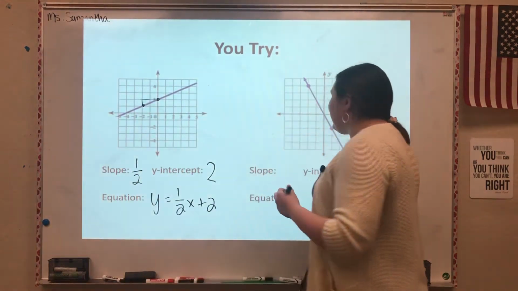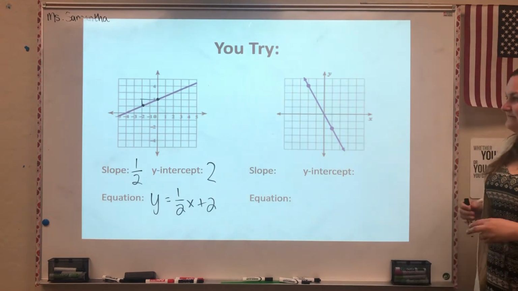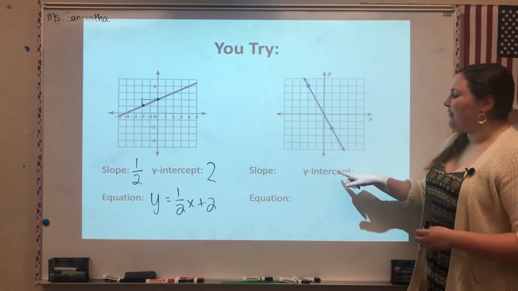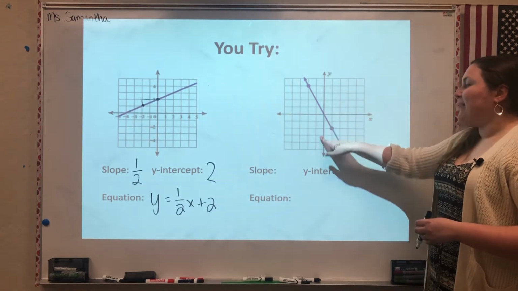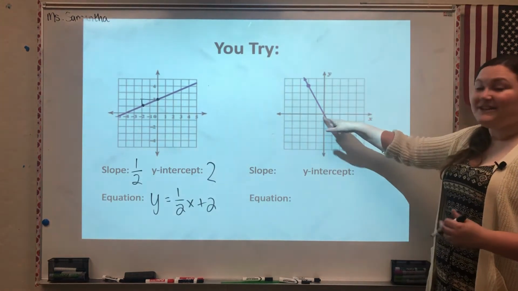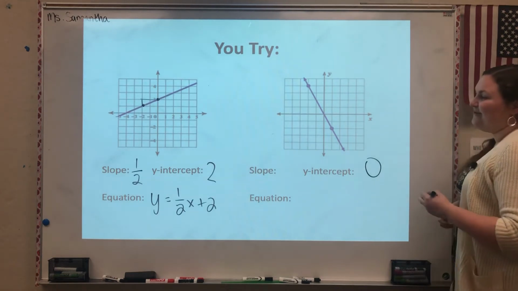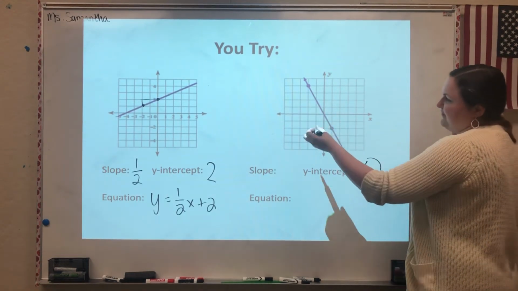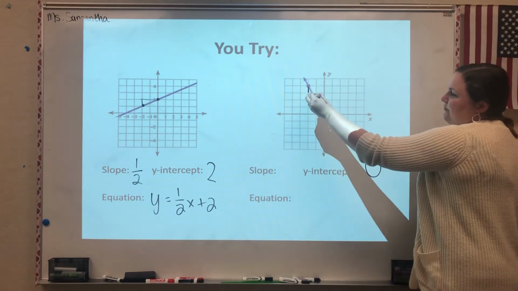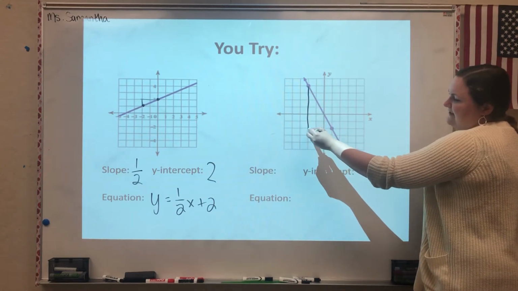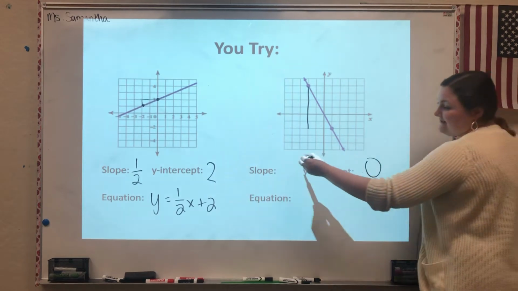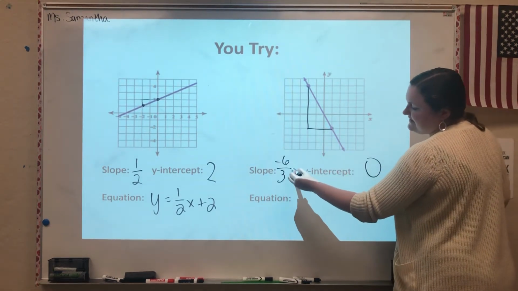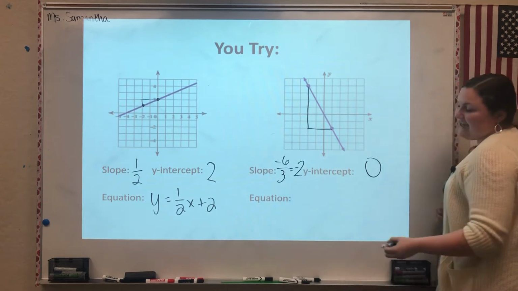What about this other line here? Go ahead and write an equation. All right. Well, our y-intercept, it crosses my y-axis at the origin. What number is that? 0. Our slope, they've got these 2 points already marked for you, so you could use those if you want. It's going to be down 1, 2, 3, 4, 5, 6, down 6, over 1, 2, 3. Negative 6 divided by 3 equals negative 2.